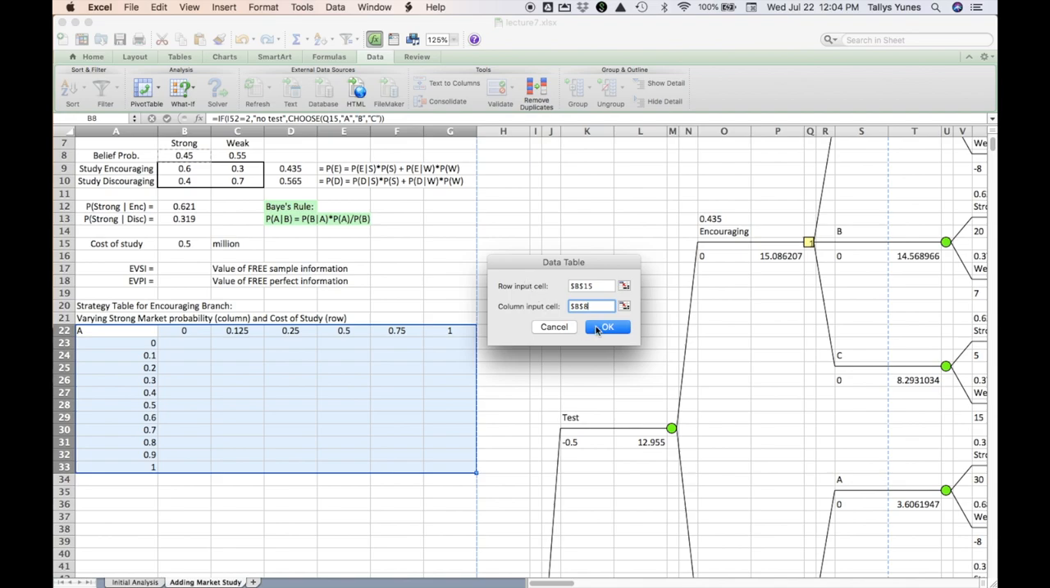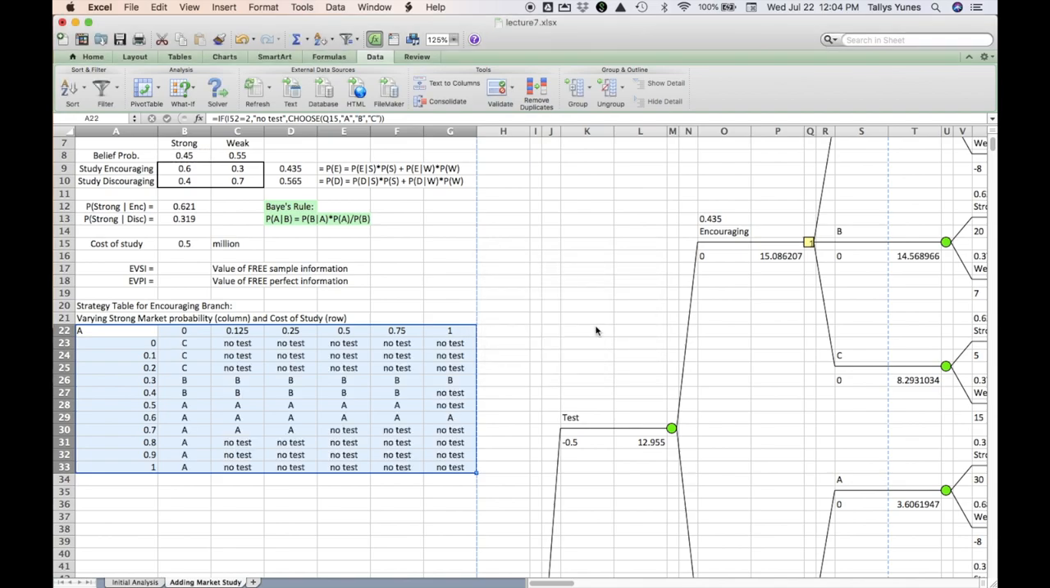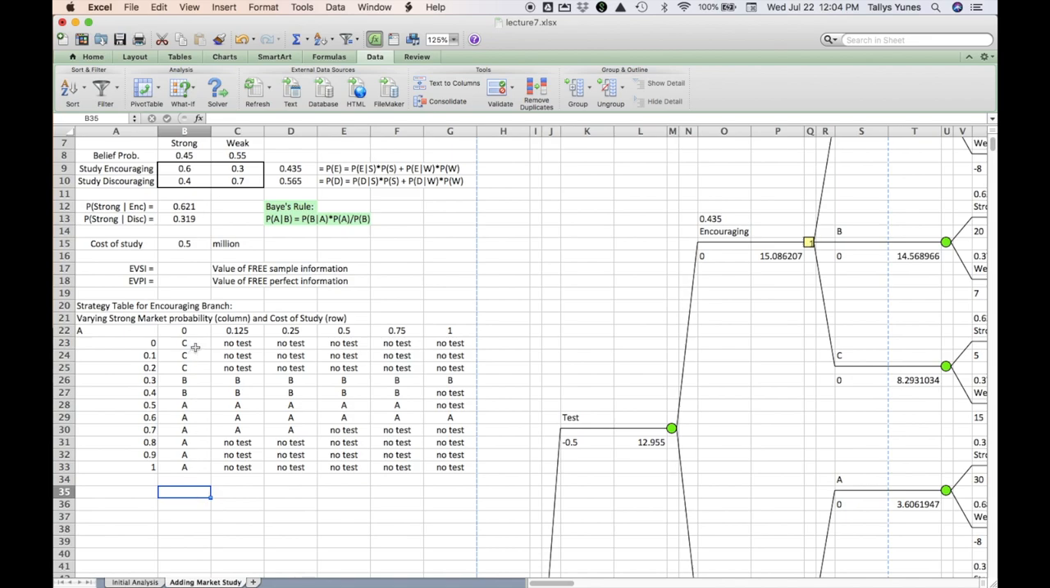If we click OK, it's going to solve the tree 66 times. And now we have a pretty table to look at. And this is sometimes referred to as a strategy table. What is it saying? Well, if the chance of strong is 0 and the test is free, do strategy C. But as the test starts to cost money, it's basically saying, don't even bother. Don't do the test. Just go with your gut, right?